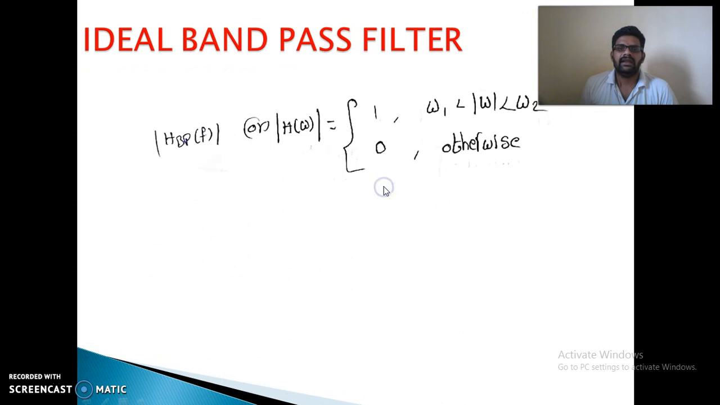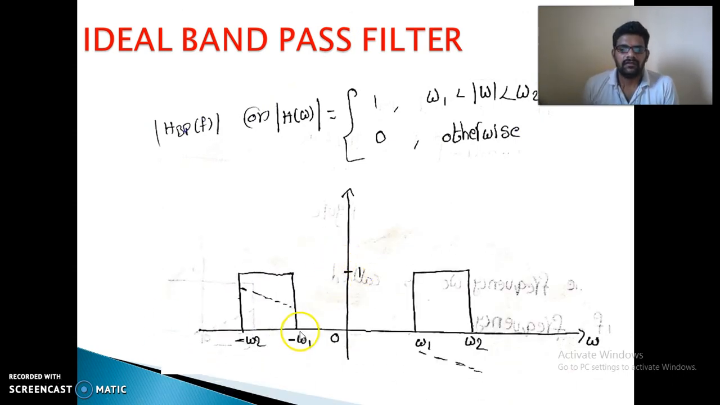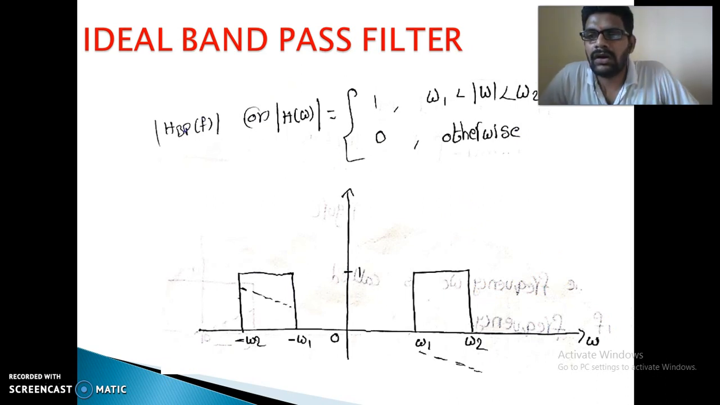And the ideal band pass filter: only some band of frequencies are allowed, remaining all are blocked. For example, from minus omega 2 to minus omega 1 and from omega 1 to omega 2, only these frequencies are transmitted, and all remaining frequencies are stopped. In most applications right now we are using band pass filters. We don't require all the frequencies.